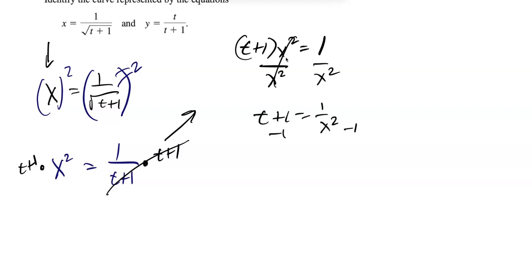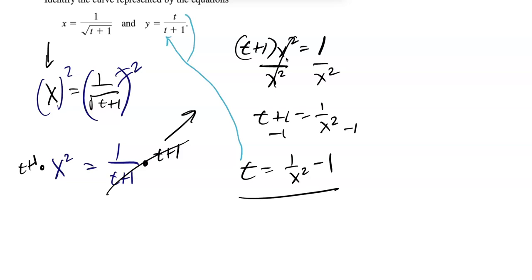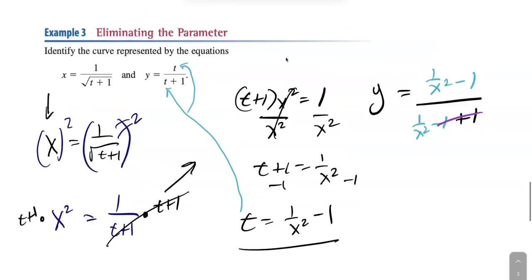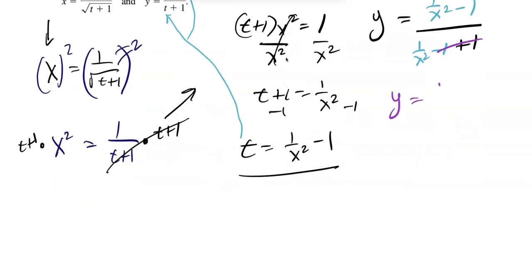Then subtract 1 from both sides. We get t equals 1 over x squared minus 1. Right, so that's our t. So what we have to do is substitute that into the other equation for t. Actually, there's 2 t's, so for both of them. Let's write that over here. y equals t, which is 1 over x squared minus 1, over t, which is 1 over x squared minus 1 plus 1, like that. Now this right here reduces. Sorry. So we get y equals 1 over x squared minus 1 all over 1 over x squared.